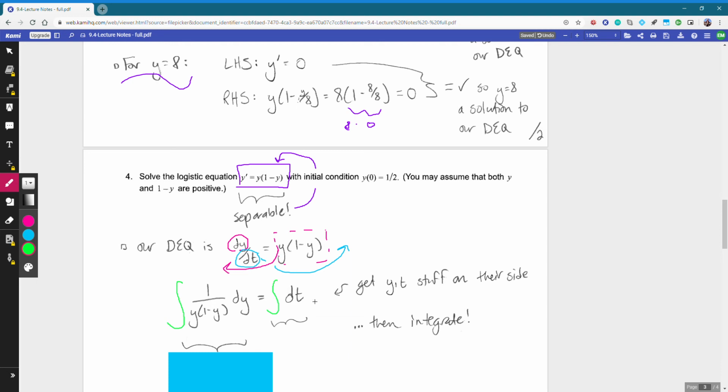And over here on the right, this looks a little bit goofy. Essentially, we can just think of this as integrating the constant function 1. Right, so over here on the right, we know how to integrate constant functions, and so that one's good to go. But over on the left, how might we integrate this function?